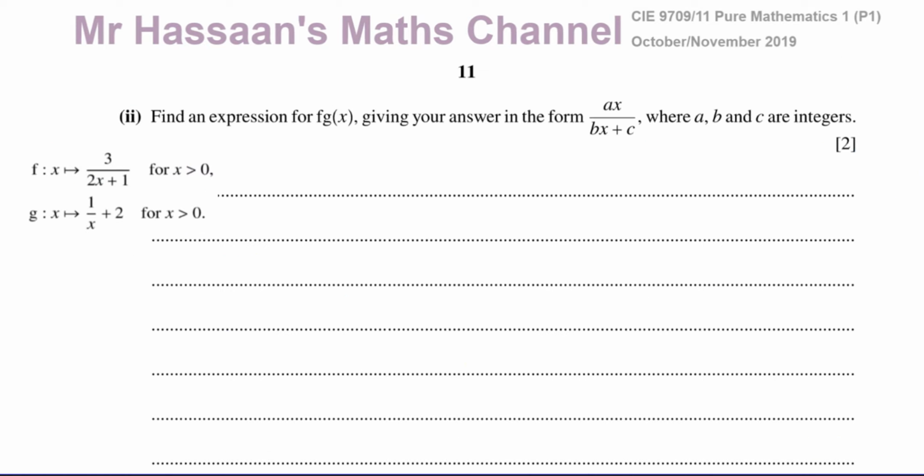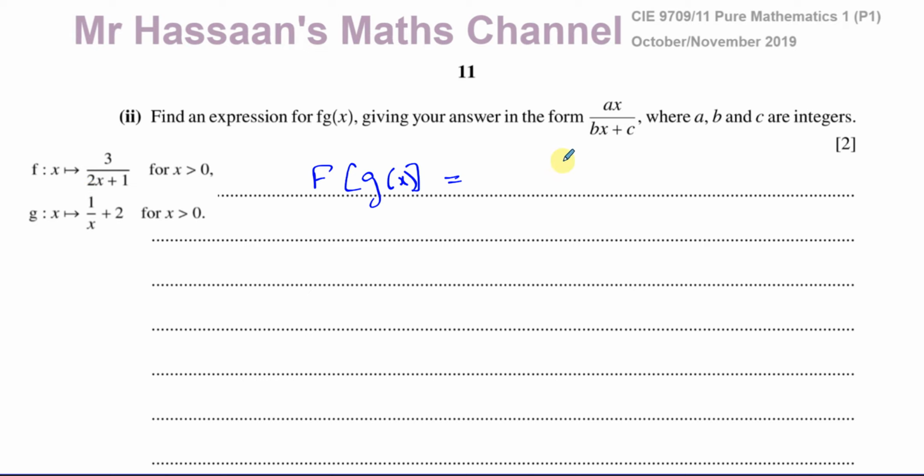Now we're going to go into part 2. It says find an expression for f of g of x, giving your answer in the form ax over bx plus c. So we've got to find f of g of x. So basically g of x has to go into the function f. That's what we have to do. We have to put function g of x into function f. So this function has to replace the x in this function f.